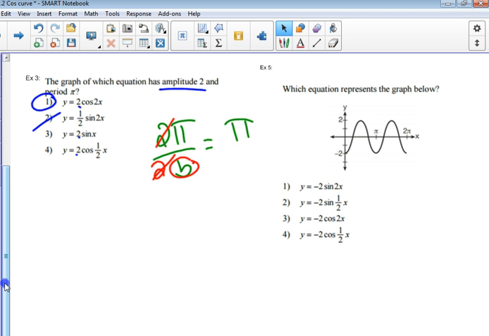What do you think that was? That's an easy time to see which one's which. Okay, what'd you guys get? 1, 2, 3, or 4? 3? Good job. Right away we can tell it's not a sine because it's not starting at 0.